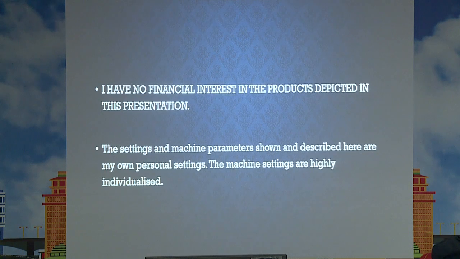Now, I have no financial interest in the products or the machines which I have depicted in this presentation, and there's a disclaimer that the settings and machine parameters which I will show here and describe here are my own personal settings, and these are highly individualized. Each person has their own style of working, their own skill set, and the settings may change as per the skills.